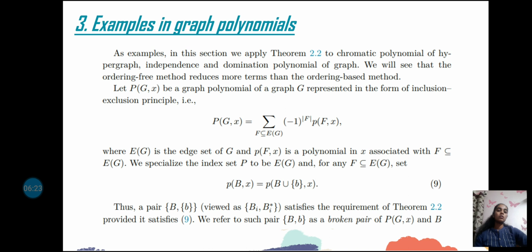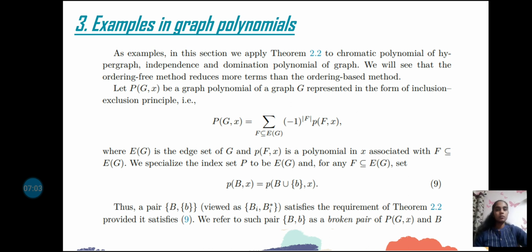We will see that the ordering-free method requires fewer terms than the ordering-based method. Let P_G(x) be a graph polynomial of a graph G represented in the form of the inclusion-exclusion principle, where E(G) is the edge set of G and P_f(x) is a polynomial of x associated with f belonging to E(G). We specialize the index set P to be E(G). Thus, a pair satisfies the requirement of Theorem 2.2.